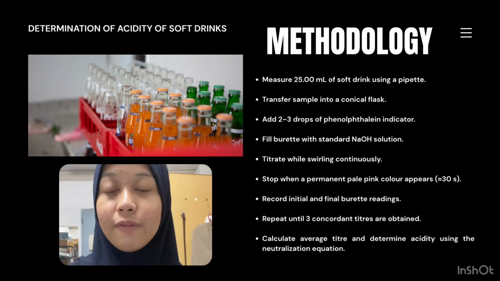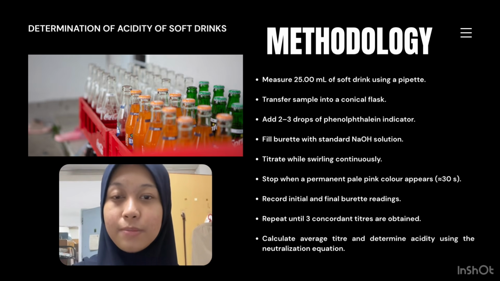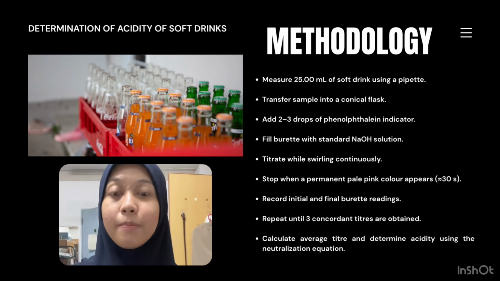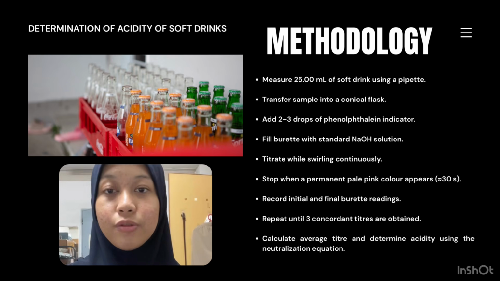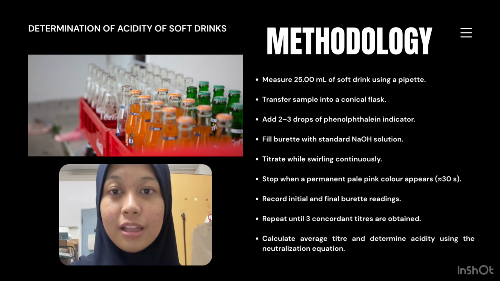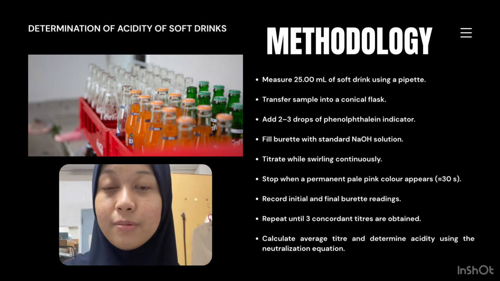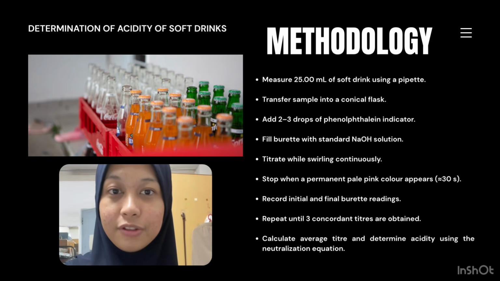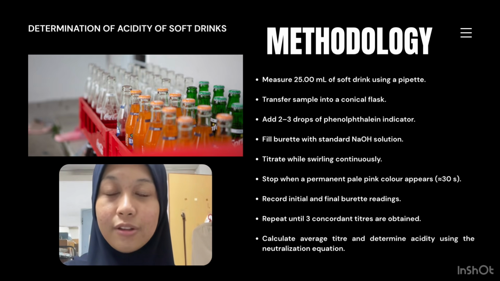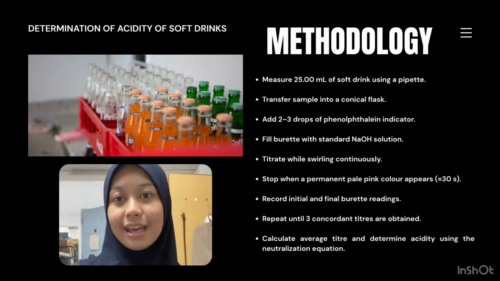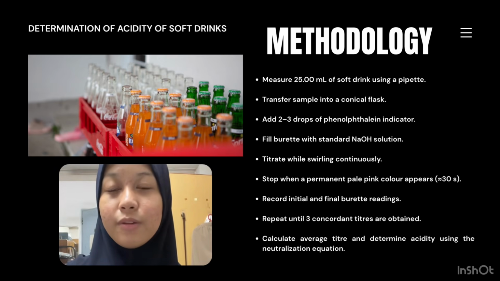First, 25 ml of the soft drink was measured accurately using a pipette and transferred into a conical flask. Then, 2 to 3 drops of phenolphthalein indicator were added. Since the soft drink is acidic, the solution remained colorless. Next, the burette was filled with a standard sodium hydroxide solution.